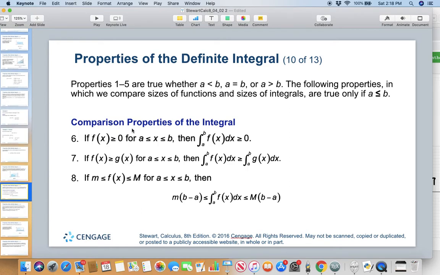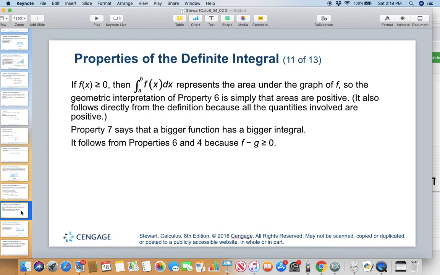Comparison. If f is greater than or equal to 0, that is, my function lies always above my x-axis, then the area will be greater than or equal to 0. If f is greater than or equal to g, that is, the curve of f is above the curve of g, then the area under f will be bigger than or equal to the area under g. If f is between two numbers, then the area under f will be between these two numbers.